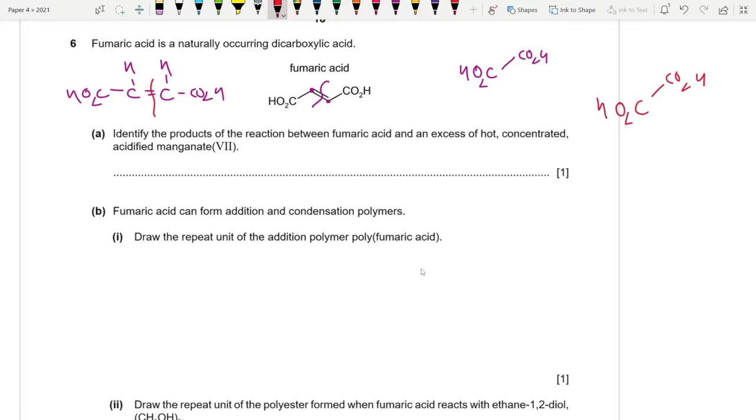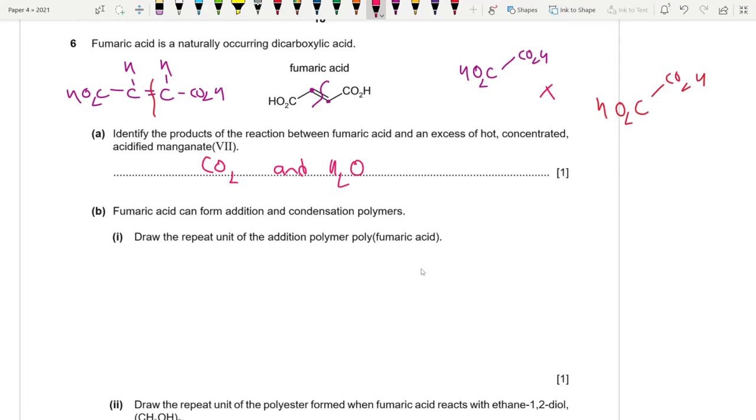These 2 compounds are unstable in the presence of hot KMnO4: ethanedioic acid and methanoic acid. They are further oxidized. Oxidative cleavage of those compounds occurs and they form carbon dioxide and water. This is really important. So the correct answer should be carbon dioxide and water. If you wrote the other compounds, you would get 0 marks.